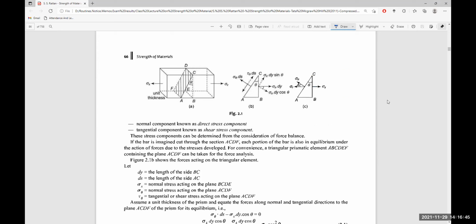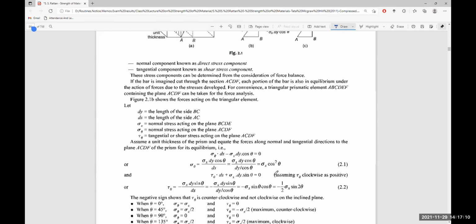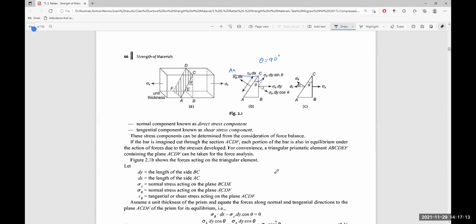So when theta is equal to 90 degrees, this line AC will become parallel to the horizontal itself, like this. There is no component of force on this line. If on this plane there is no vertical force, then sigma theta is equal to 0.